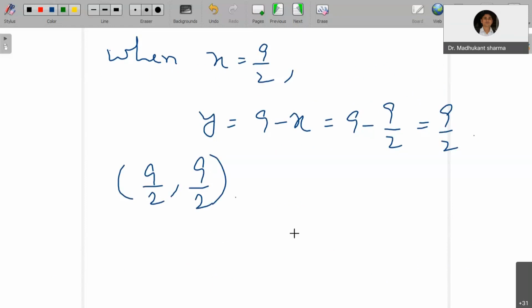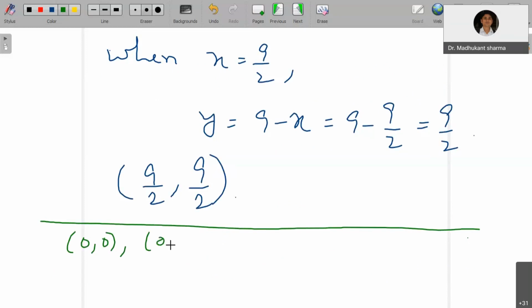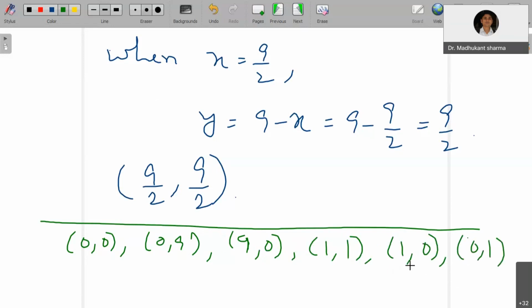So now I will list out all the critical points which we have obtained. 0 0, 0 9, 9 0: these are the boundary points which we already have. 1 1 is the interior point. Another point is 1 0, 0 1. This is along the line OA, and along the line OB, and along the line AB it is 9 by 2, 9 by 2. So these are all the possible critical points. Now you have to find all the values at these critical points.